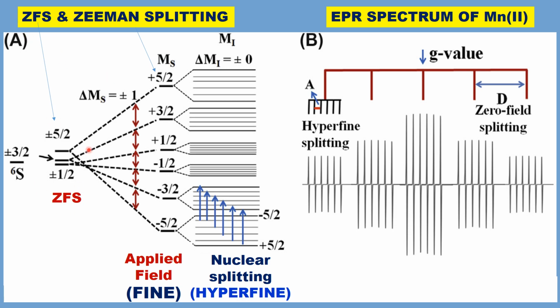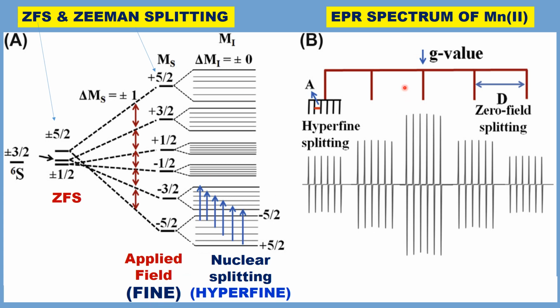The zero field splitting, Zeeman splitting and nuclear splitting diagram of manganese 2 ion is shown here. We will see how the manganese ion with the ground state term symbol S6, sextet state, is split in the presence of zero field splitting. The splitting energy level diagram is shown here. It is further split in the presence of applied field. This is again split in the presence of nuclear spin coupling, called hyperfine splitting.